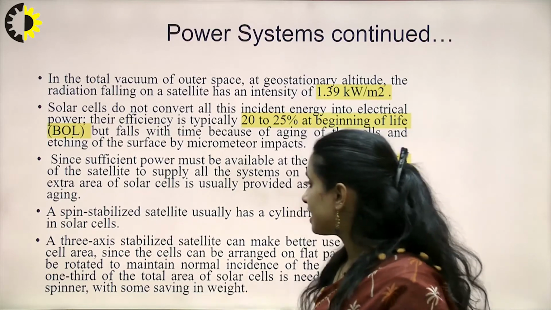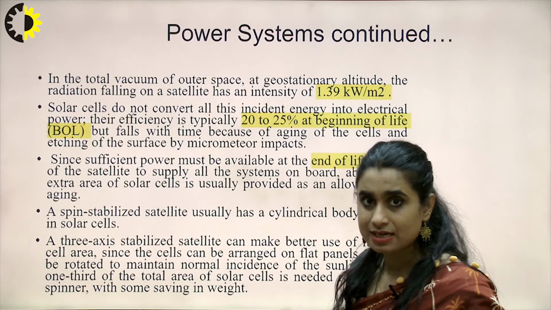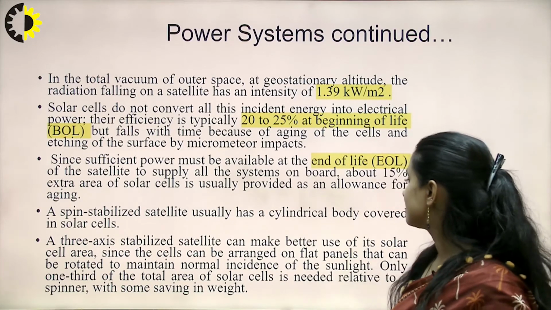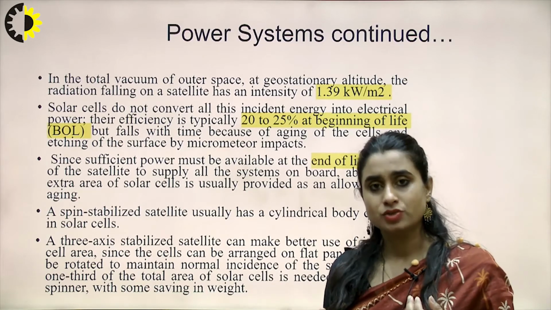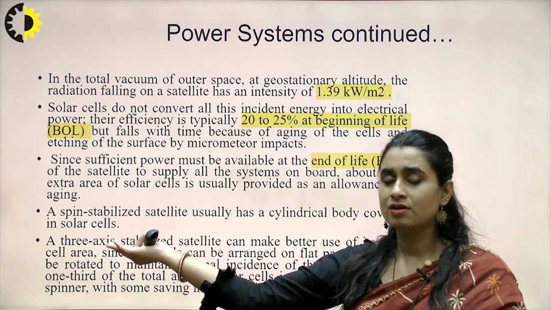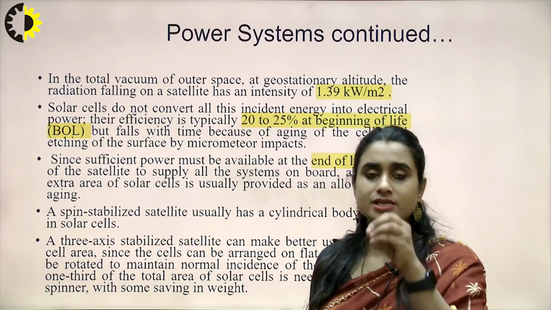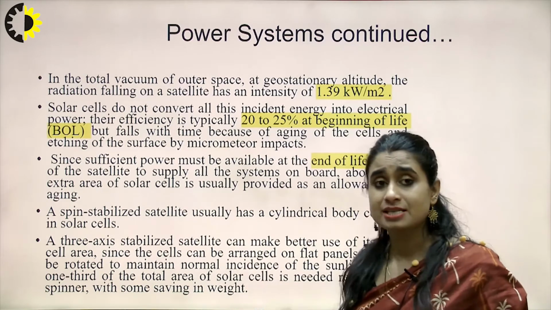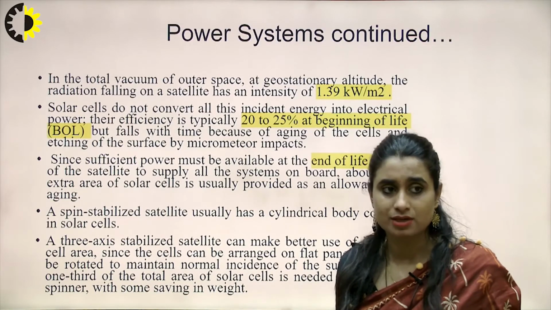This is how we enable it. In a spin stabilized satellite, we remember the cylindrical structure of a satellite, which I'll be showing in the next picture. It usually has a cylindrical body covered in solar cells. Completely it is covered by solar cells, right? Whereas in 3-axis stabilized, it has panels which get flared when the satellite goes into its exact orbit. So there is a difference in the efficiency and functioning, how they obtain energy and how it is converted, right?